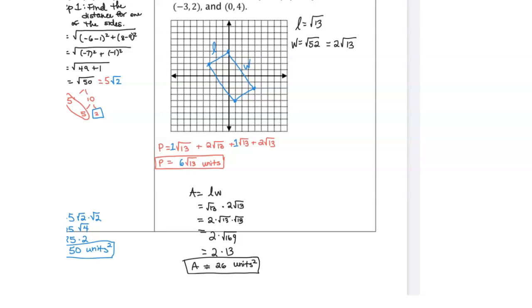Alright, so after using our length and our width, we have that the perimeter is equal to 6 times the square root of 13 units. And our area, length times width, is equal to 26 units squared.